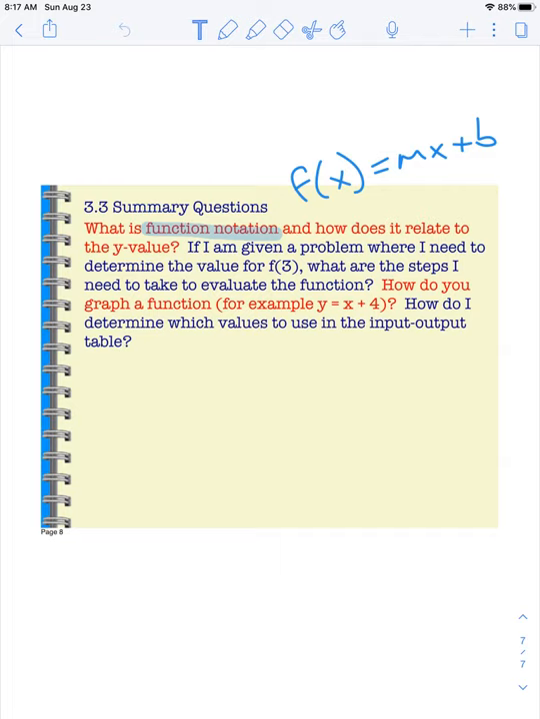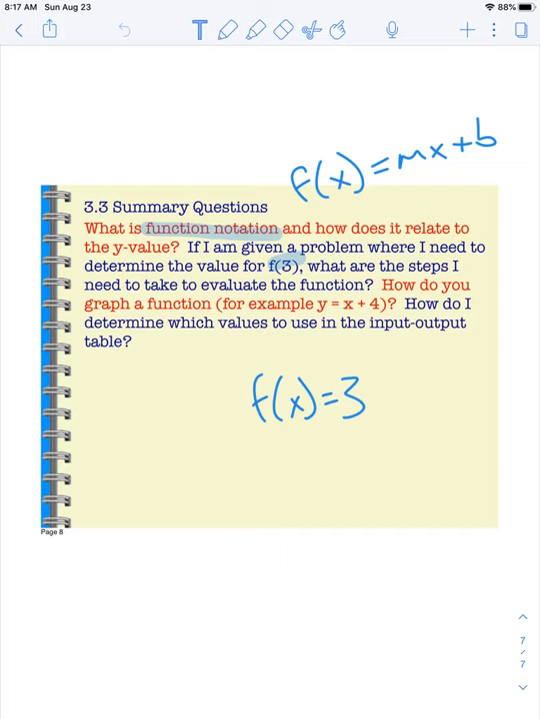If I'm given a problem where I need to determine the value of f of 3, what are the steps I need to take? F of 3 is where you plug in 3 for x. On the opposite hand, if I have f of x equals 3, that's when you plug in 3 for y. So f of 3, plug in 3 for x. If f of x equals 3, plug in 3 for y.